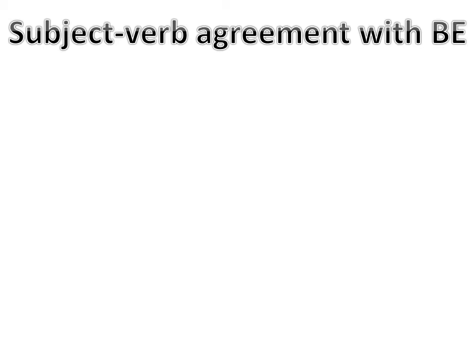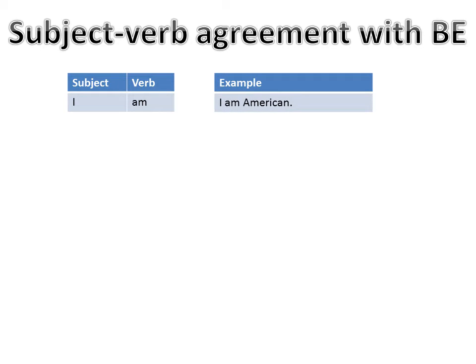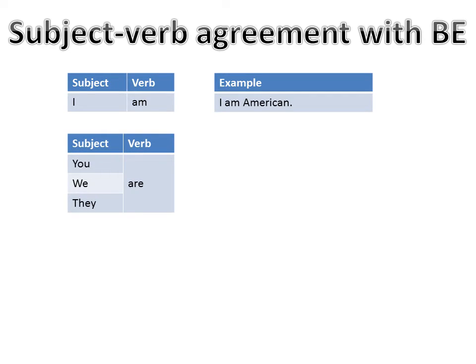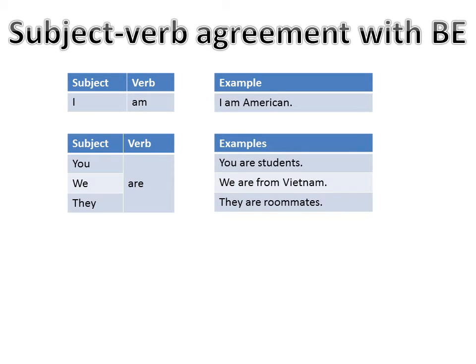When we use the be verb, we always need to think of our subject-verb agreement. What does that mean? Well, that means if your subject is the pronoun I, you need to use am. For example, I am American. If your subject is you, we, or they, you need to use are. You are students. We are from Vietnam. Or they are roommates.